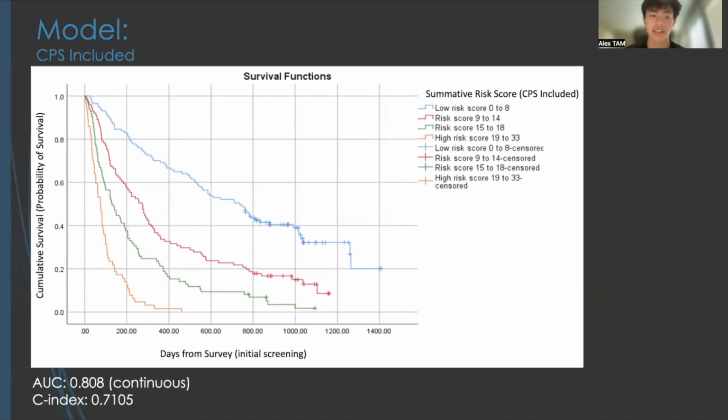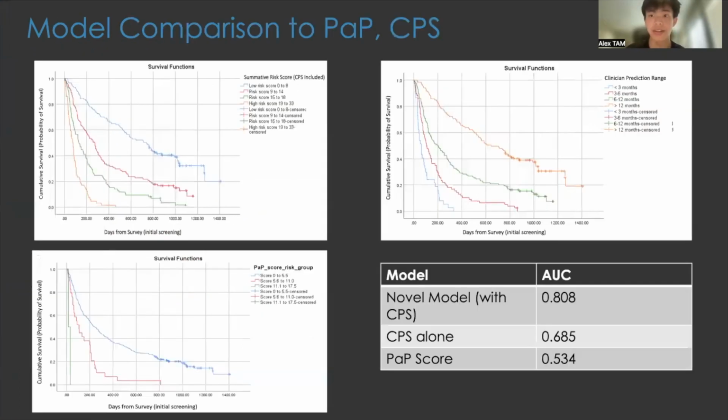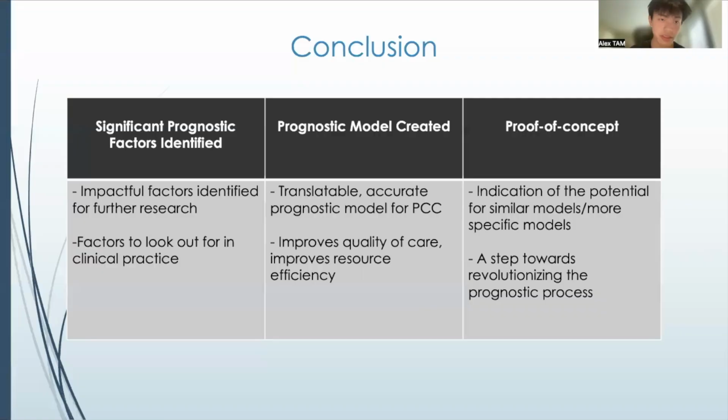delineations between each of the categories, and our accuracies are above 0.7, which is the threshold we are trying to reach as an indicator of a good predictor or a good statistical model. So this was extremely encouraging to us. And we also found that we improved on clinician prediction of survival alone with an accuracy of 0.685 and the palliative prognostic score, which was used as a reference estimate, which only had an accuracy of 0.534.